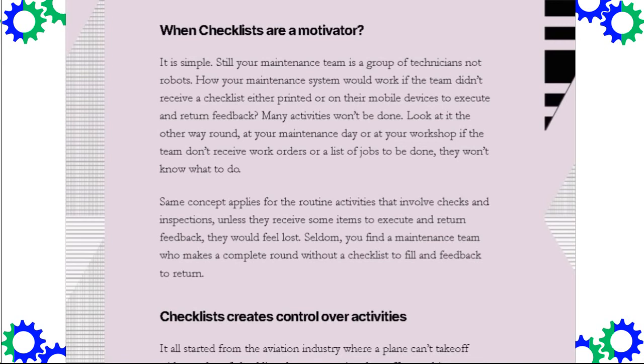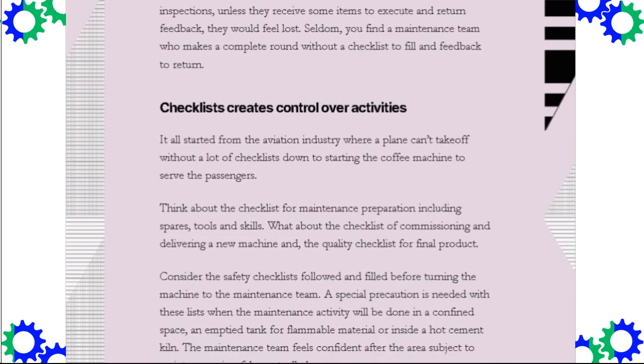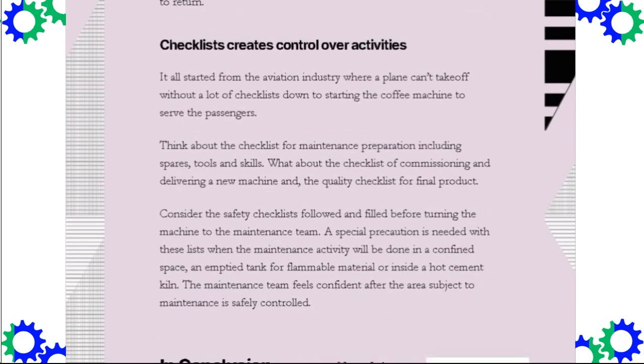Also, it makes control, because you control the rooms, you control the locations, you control the condition of the equipment. Each maintenance activity should include a checklist to make sure that everything is ready, then to make sure that every item of that maintenance is done, and then to make sure that it is properly closed and handed over to the operations after that.